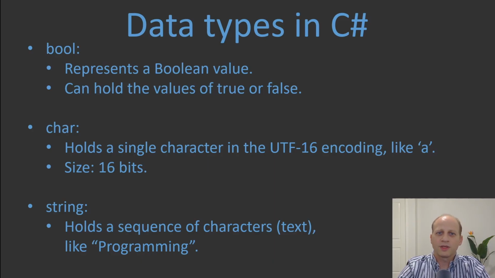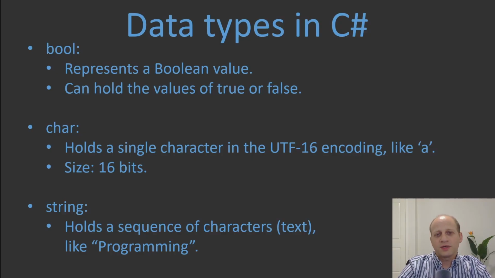And we have several other data types, like bool. Bool stores Boolean values, which means it can store only two types of values, only true or false. Char holds a single character in the UTF-16 encoding and has a size of 16 bits. String is a special type that holds a sequence of characters, or in other words, text. For example, it can store the word programming.